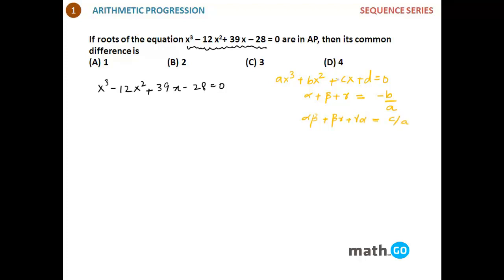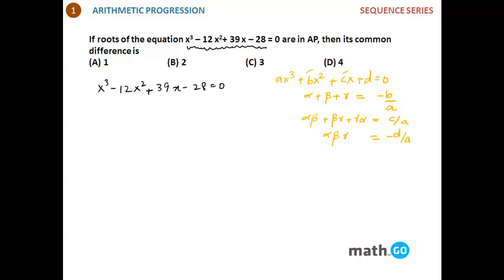Just see the pattern. First minus b by a, then c by a, so the sign first is negative, then it becomes positive here. And the product of roots is alpha beta gamma. Obviously, what would be the next one? Yes, you could guess it right. This time it would be d by a, but mind it, now with a negative sign. Negative, positive, negative.